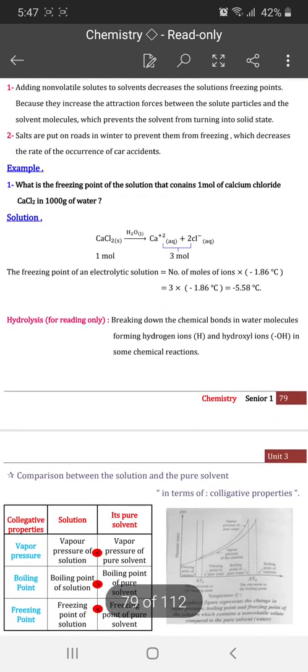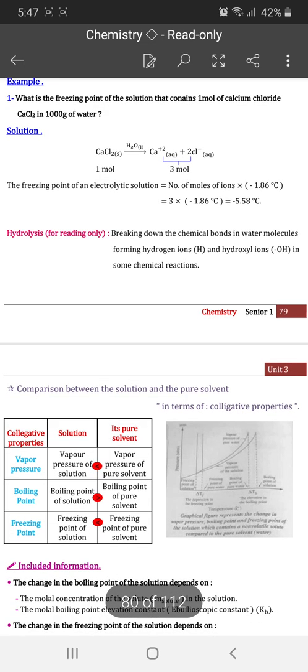So if I asked you to solve this example: what is the freezing point of the solution that contains 1 mole of calcium chloride CaCl2 in 1000 gram of water? CaCl2 will dissociate into ions Ca and 2Cl, so it produces 3 ions. The number of moles times negative 1.86 is negative 5.58.